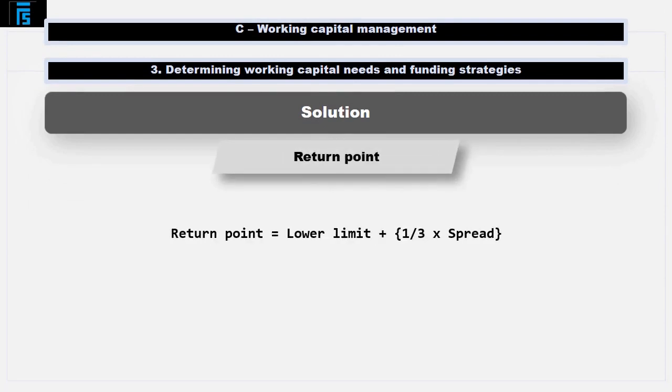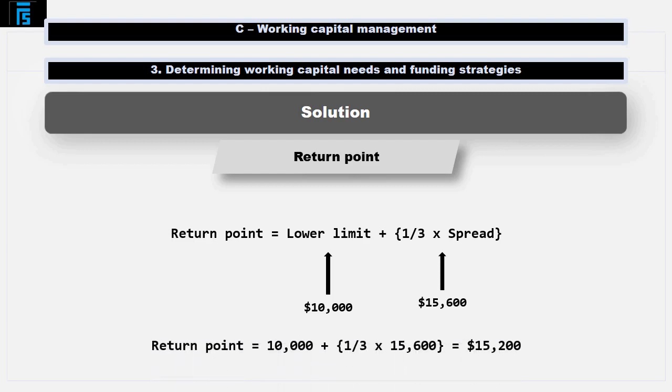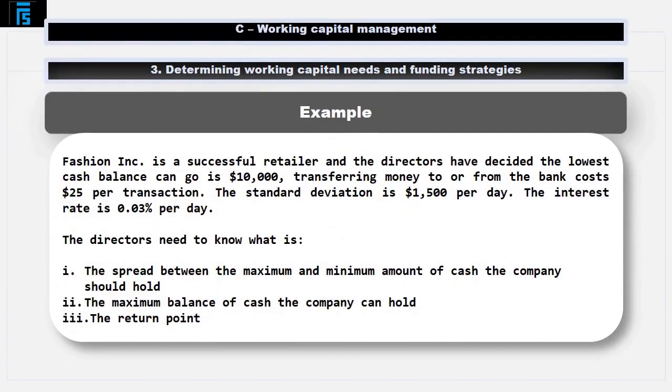The return point equals lower limit plus 1/3 multiplied by the spread. The lower limit is $10,000. The spread is $15,600. 10,000 plus, and inside brackets, 1/3 multiplied by 15,600, which is $15,200. Now you know the ideal point is 15,200. This is the cash balance Fashion Incorporated should have. The maximum point is 25,600 and the minimum 10,000.